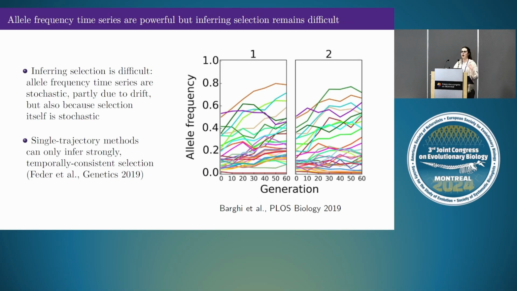Previous methods have often estimated selection for single trajectories, but this requires selection to be quite strong in order to detect a signature. And they also often rely on temporally consistent selection, pushing the trajectories in one direction throughout time. But we know that selection can often be much more complicated than this. And so if we neglect the possibility that it may push trajectories in different directions throughout time, we may underestimate its total effect on a time series.